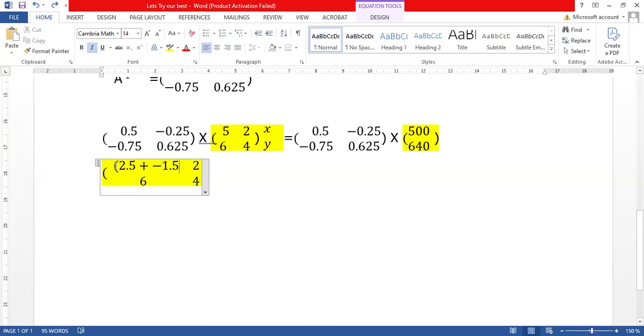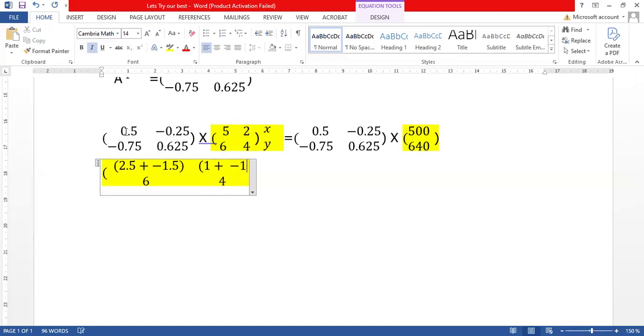Then here, what do you get? The next row by column. Here, let's first focus on this. Still, it will be row by column. 0.5 times 2, what do you get? 1. So it will be 1 plus negative 0.25 times negative 1.